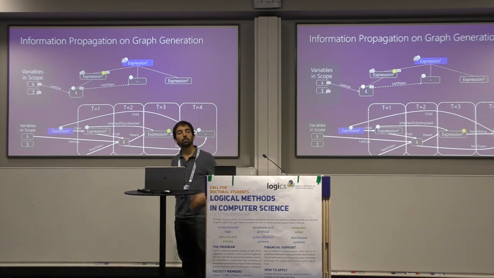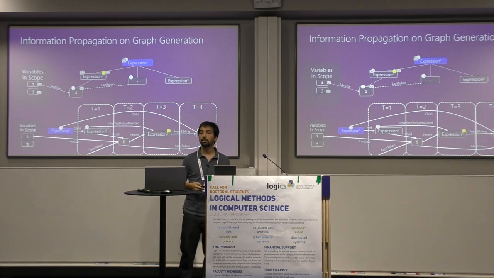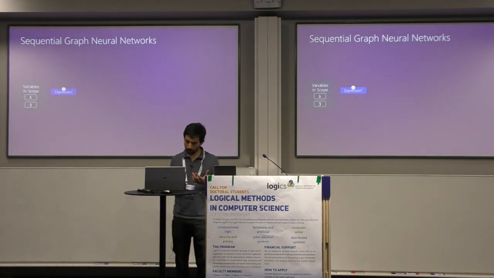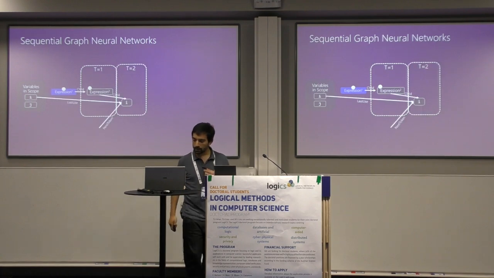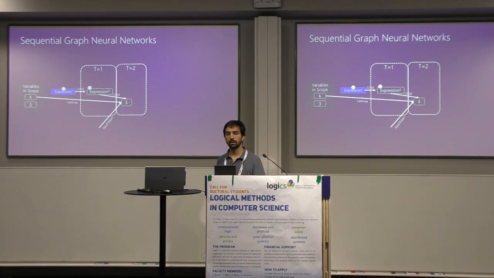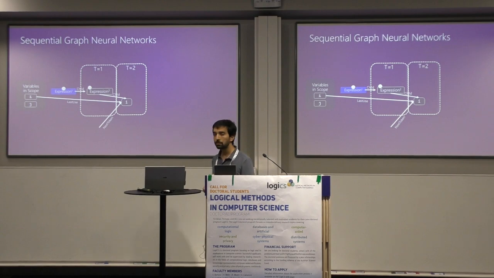This essentially implies that we can also use our graph neural network framework. So we turned to a flavor of graph neural networks that, again, is in previous work, and we call sequential graph neural networks. The idea here is that as we generate this graph, at each point we can only propagate messages that are relevant to this time step.